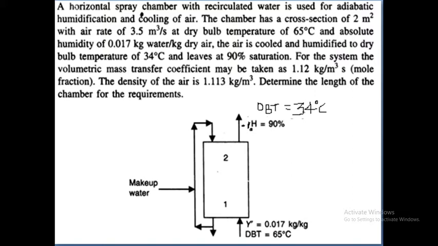Absolute humidity Y' is 0.017 kg of water per kg of dry air. The air is cooled and humidified to a dry bulb temperature of 34 degrees Celsius and leaves at 90% humidity. For the system, the volumetric mass transfer coefficient is 1.12 kg per cubic meter second mole fraction.